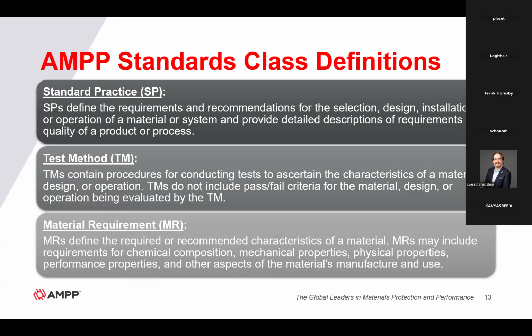AMP also publishes materials requirements. Our most well-known standard is MR 0175. I think many of you are familiar with that, and that is a materials requirements. So MRs define the required or recommended characteristics of a material. They can include requirements for chemical composition, various different types of properties of that material, and other aspects of the material's manufacture and of its use.